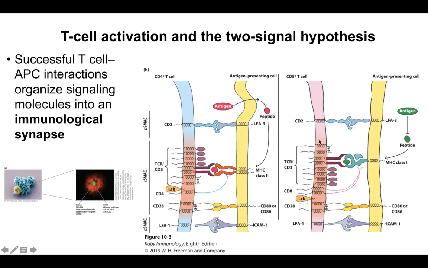If you look at the outer parts of the synapse, there are some similarities. Co-stimulation comes from CD28 binding to CD80 or 86 on the antigen presenting cell, on either the CD8 positive T cell or the CD4 positive T cell. Then you have cell adhesion molecules that strengthen this on the outer parts: CD2 on the T cell with LFA3, and LFA1 with ICAM1. Those cell adhesion molecules help make this a much more stable interaction.